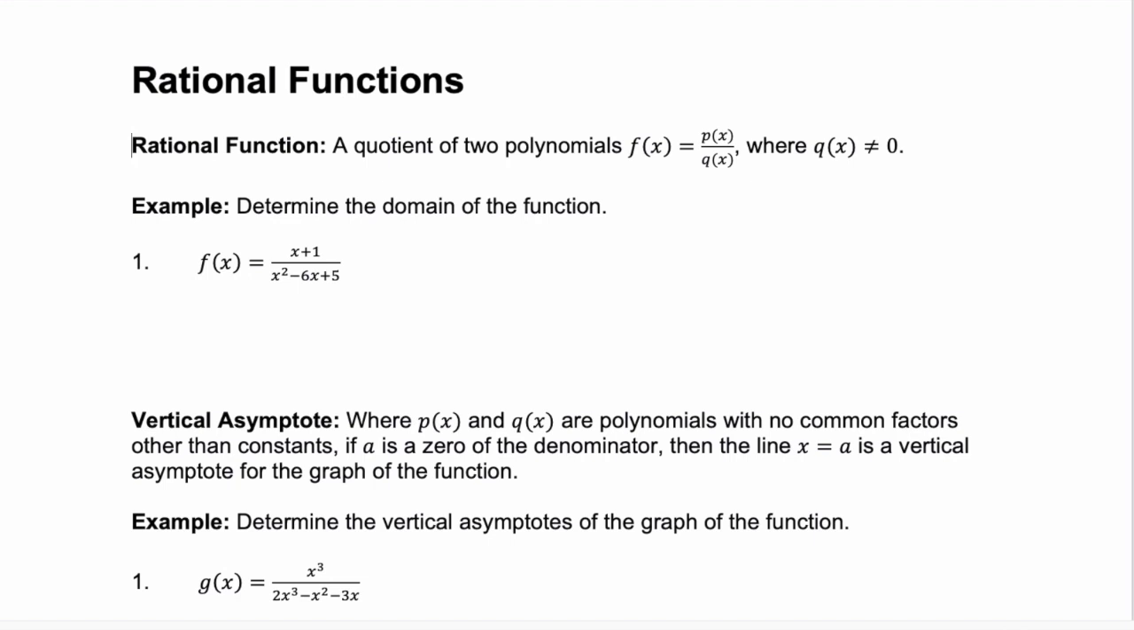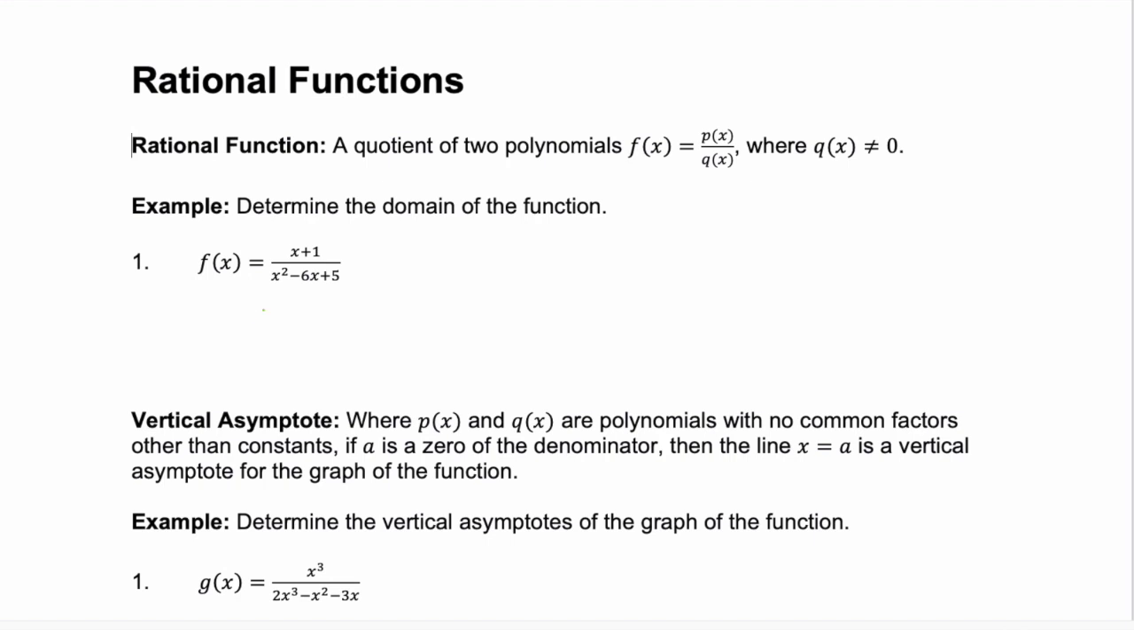Remember that a rational function is just a function made from two polynomials, one dividing the other. So it's a fraction. Remember that the domain of a function, especially a rational function, is any value that does not make the denominator 0.